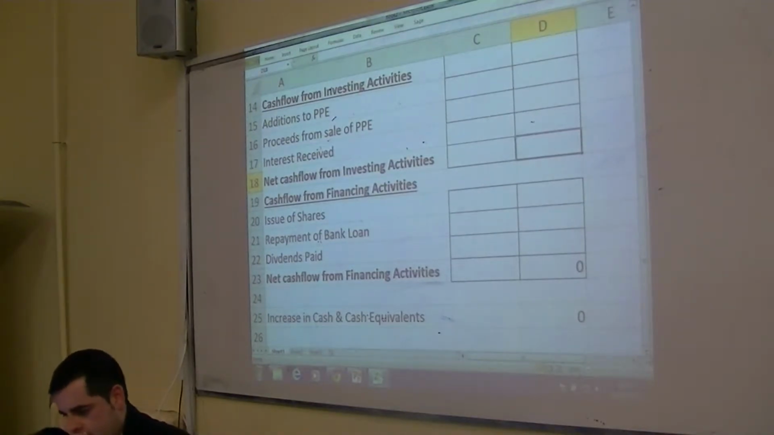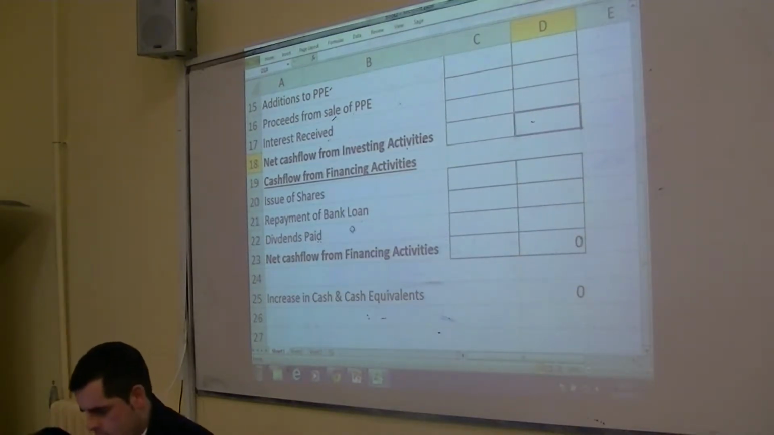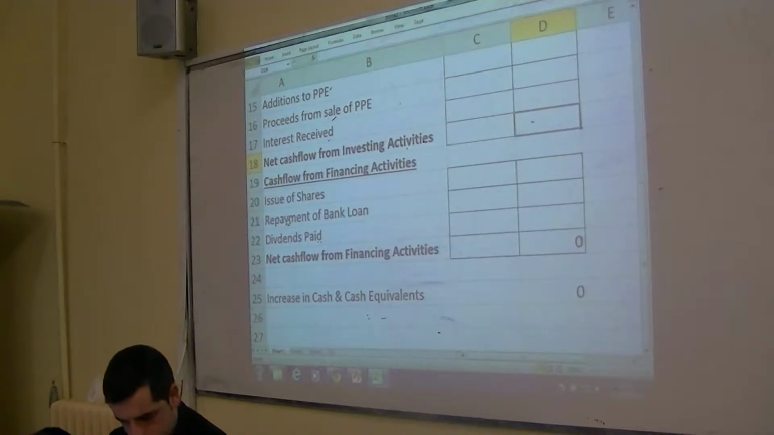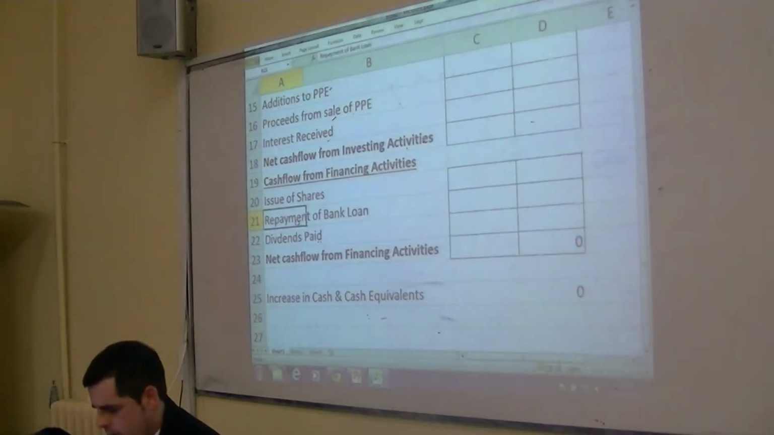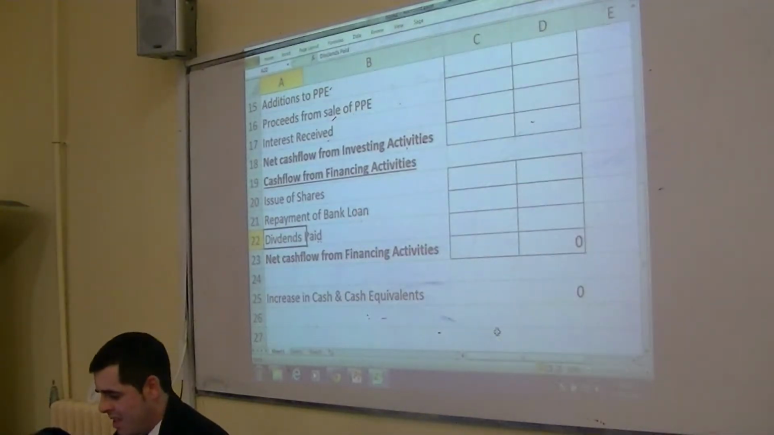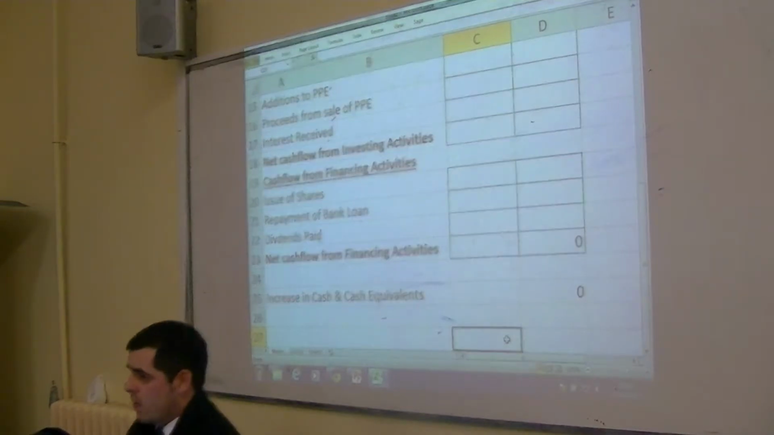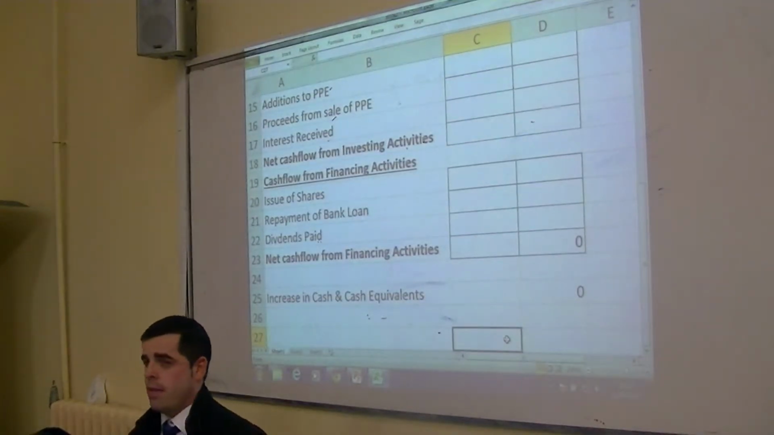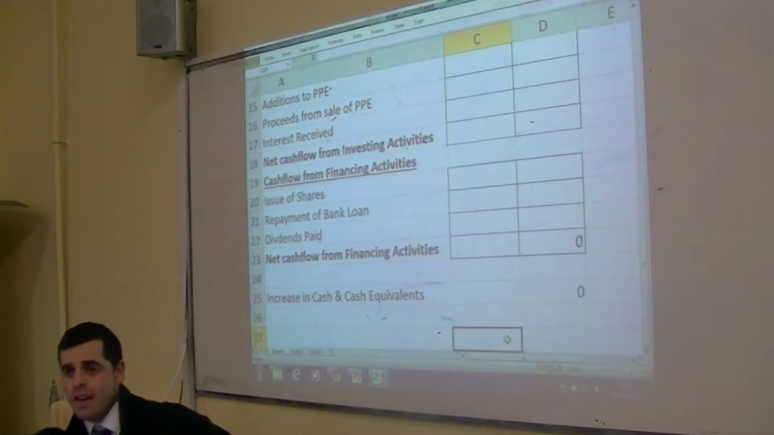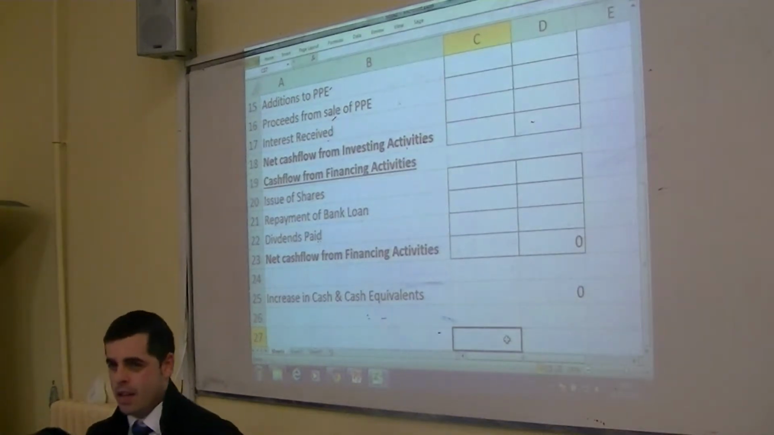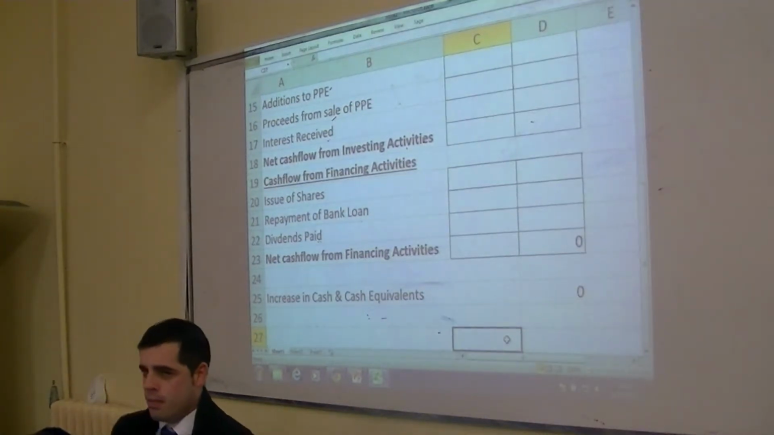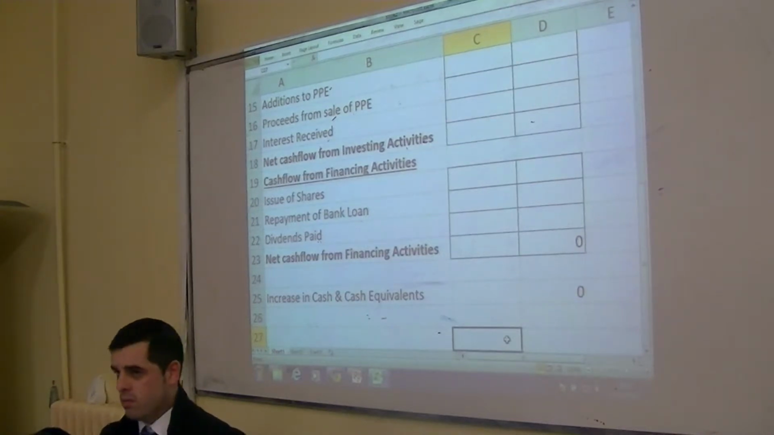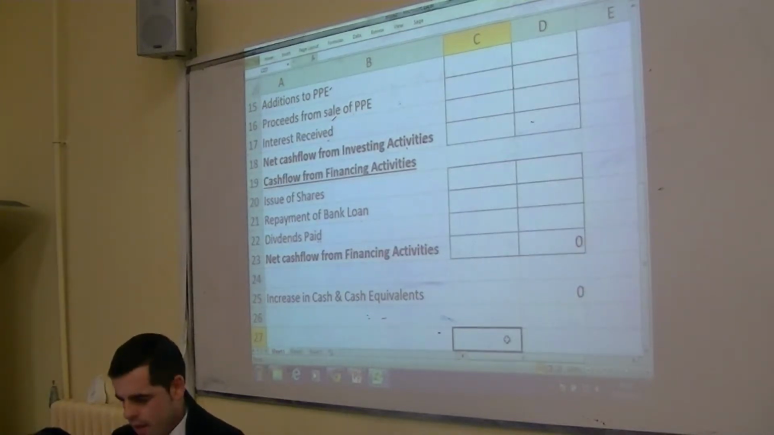And what we're going to have then, we're going to have issue of shares, repayments, loan, and dividends paid. So to be honest, it's the same stuff every question. One or two things might vary. So really the hardest part of this question would be learning the layout. But the more questions you do, the easier it can get.